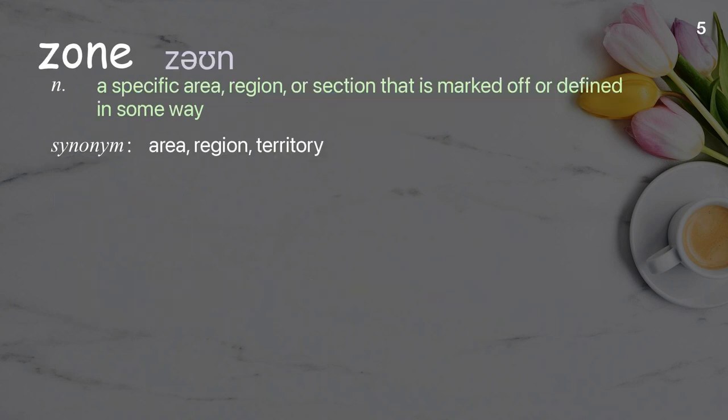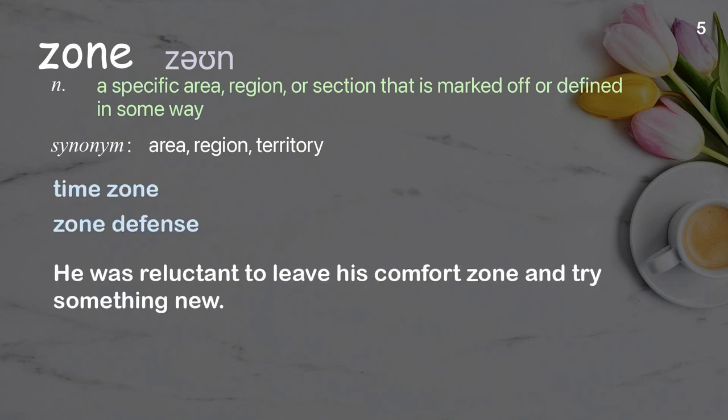Zone. A specific area, region, or section that is marked off or defined in some way. Examples: time zone, zone defense. He was reluctant to leave his comfort zone and try something new.